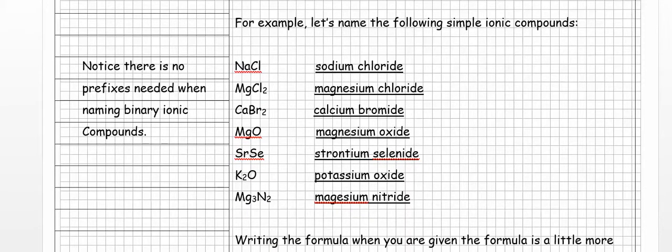Let's name the following simple ionic compounds. I want you to convince yourself, though, that these are ionic. Look on the periodic table. You should have one in front of you right now. If you don't, pause the video and get one because you're going to need it from this point forward.